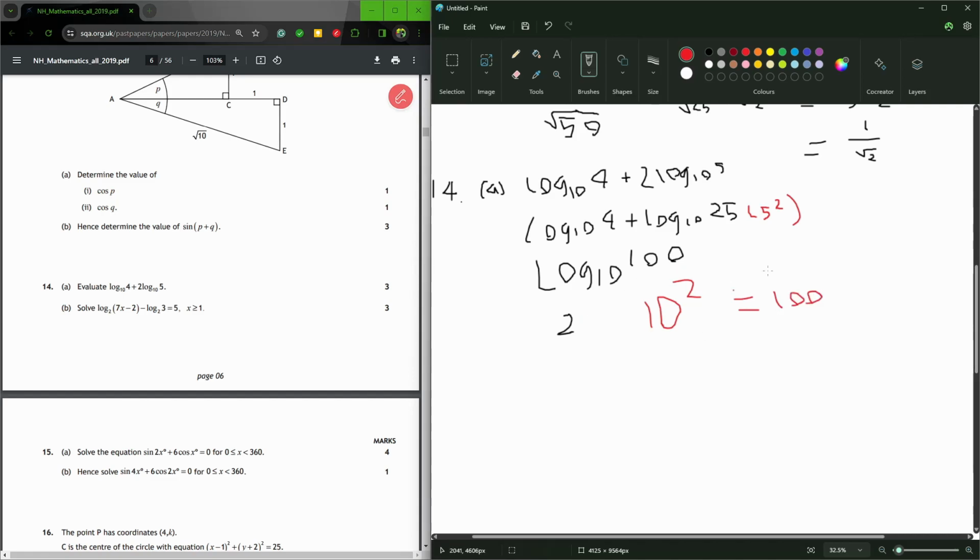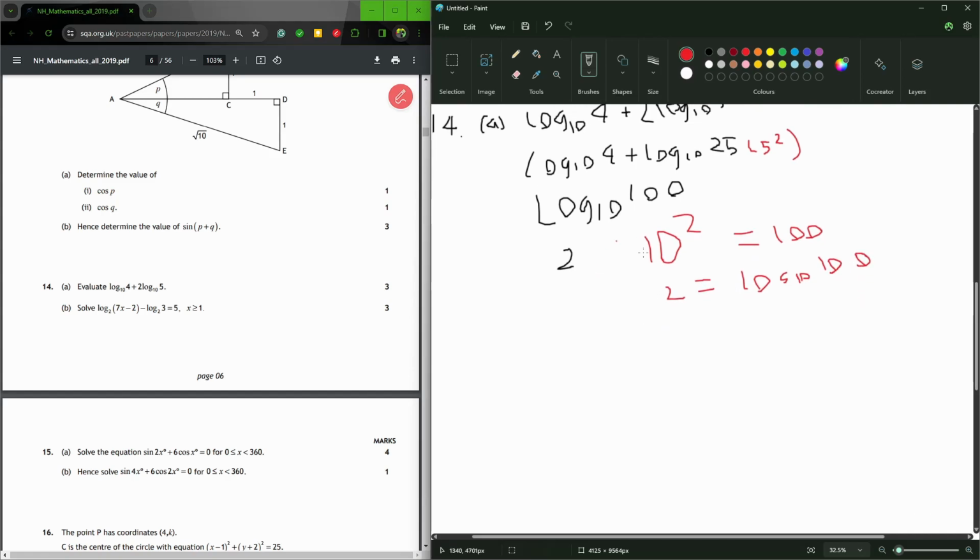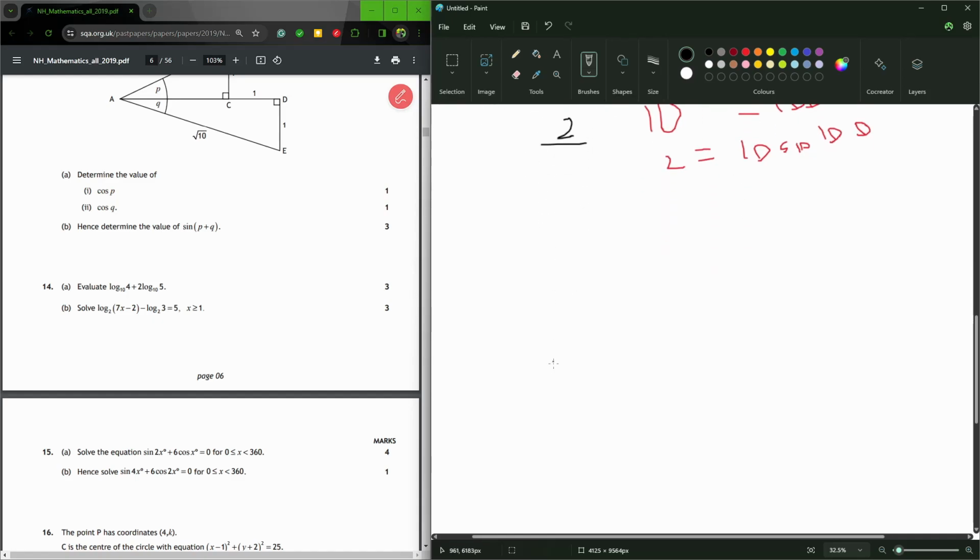See what I'm getting at there? So if you take log, because log kind of reverses this, it'll be 2 equals log base 10 of 100. Beautifully written out there. So it'll be 2. That's your final answer. Cool.